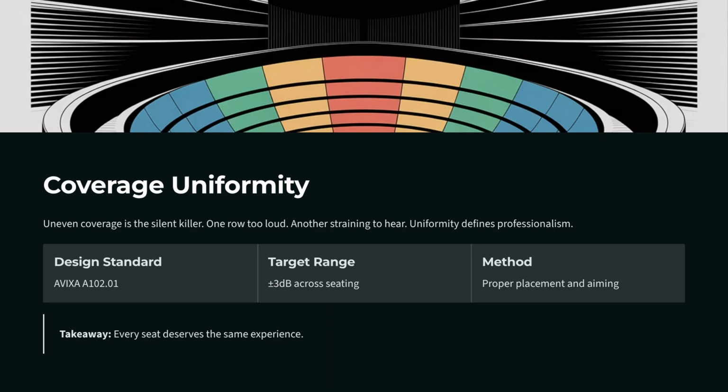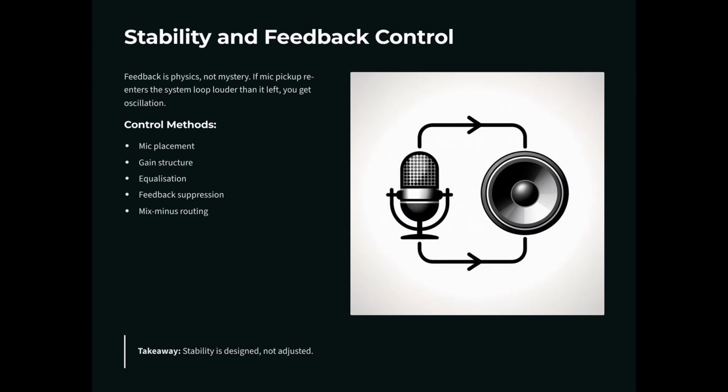And remember that feedback is physics, not mystery. If mic pickup re-enters the system loop louder than it left, you get oscillation. That is what you hear when it comes to feedback. There are multiple strategies to control this. You can control that through mic placement, gain structure, or equalization. When those three fail, you can use feedback suppression or mix-minus routing. Remember that stability is designed, it's not adjusted.